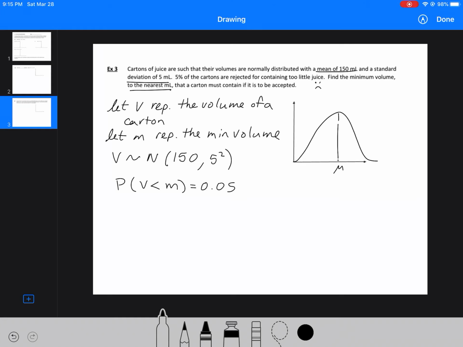And I want to know what that value of M is when the area underneath the curve is equal to 0.05. Okay, 5% is the area under the curve. That's your distribution amount. Area under the curve is always translated into a decimal. Once we've set up this statement, now we can use our inverse normal function on our graphing calculator and input our parameters.